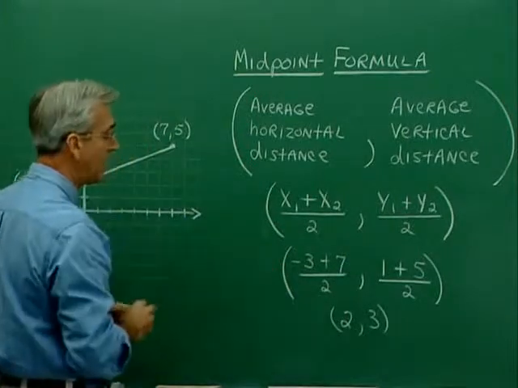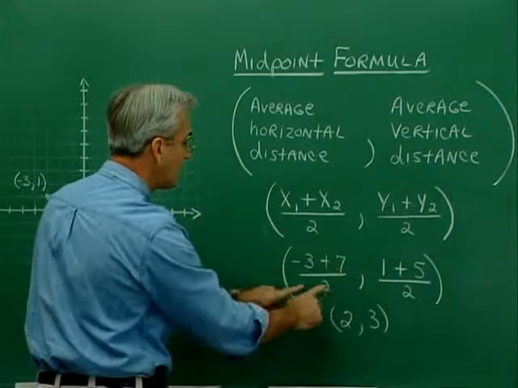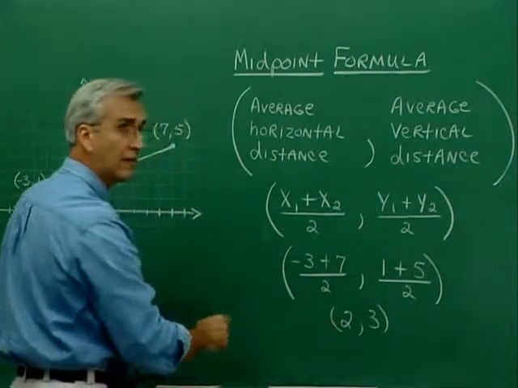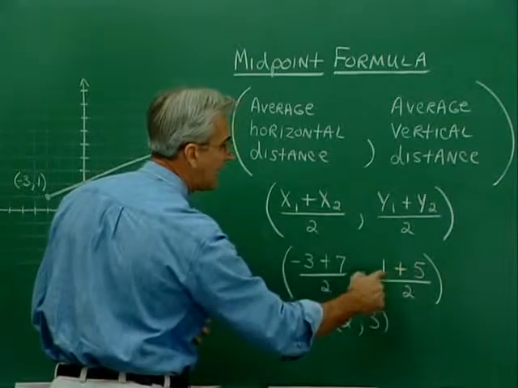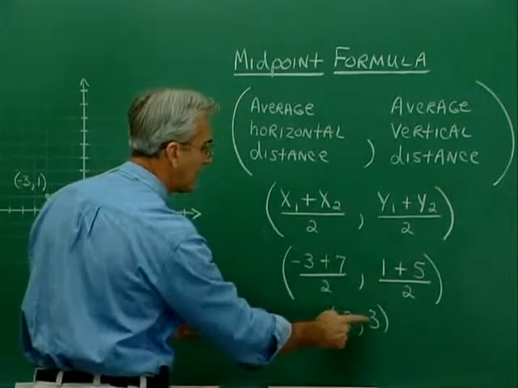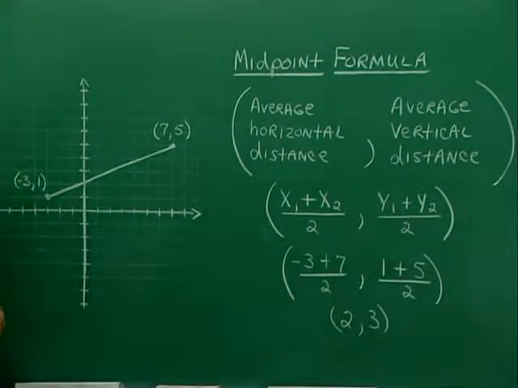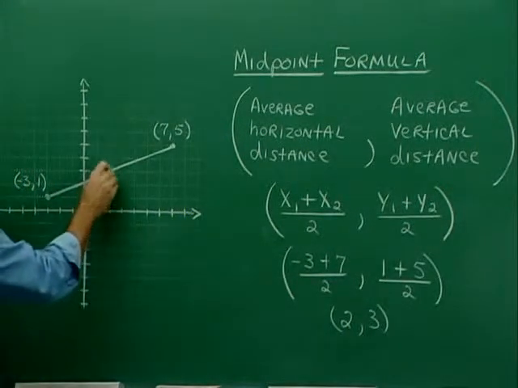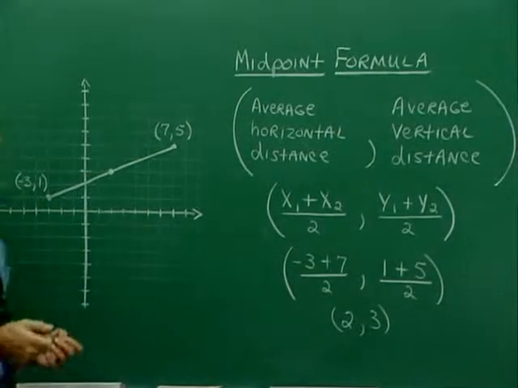For the points that we have here, the x components are -3 and 7. Collecting those and dividing by 2, we get 2 for the x coordinate of the midpoint. The y components are 1 and 5. Adding those and dividing by 2, we get 3 for the y coordinate of the midpoint. The midpoint then has coordinates (2, 3). Let's see, 2 and up 3. Aha! Here's the midpoint of this segment.